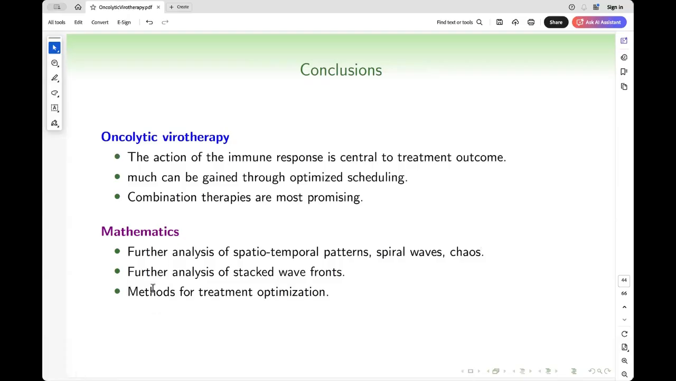And then finally, methods for treatment optimization need to be further developed, like we started doing with the optimization between the different weeks of treatment.